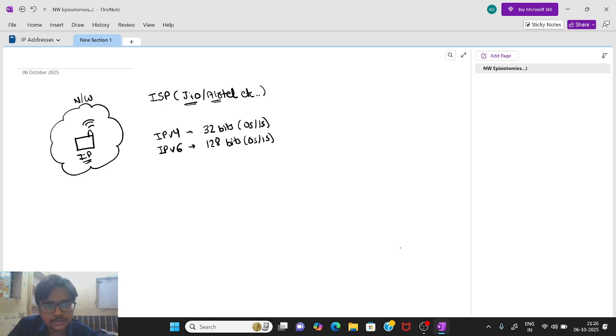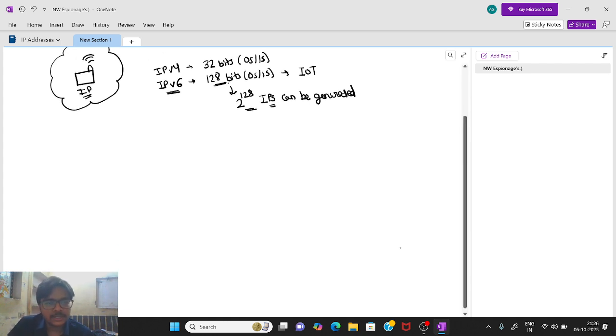Now IPv6 is introduced because of the IoT, Internet of Things, as there are various more devices coming up that will be connected to the internet, and they will require their own IP. Therefore IPv6 is introduced with 128 bits. With this, 2 raised to the power 128 different unique IPs can be generated, and these many devices can be assigned those IPs. Okay. Now let's talk about IPv4.